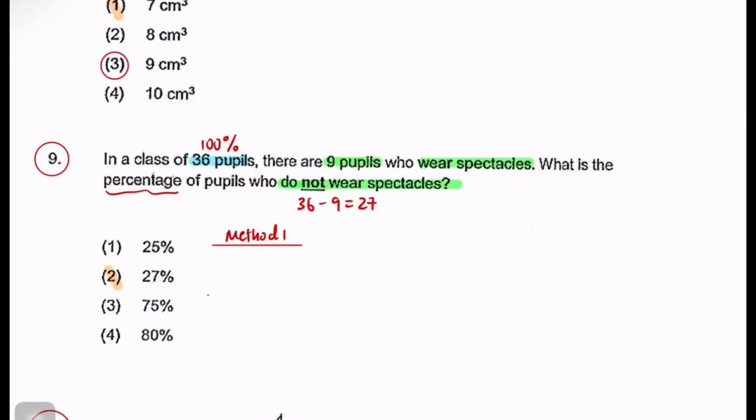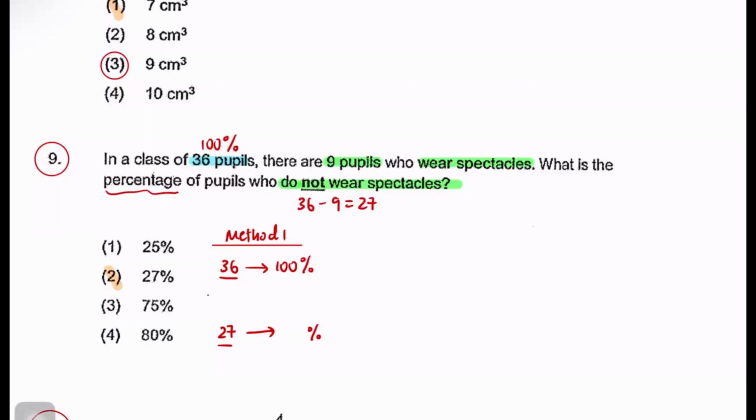Instead of finding 1%, don't find 1%. First, let me still write down 36 pupils is my 100%. I set my goal first. In the end, I need to find 27 pupils in percentage, correct? Set my goal. Somehow, I need to get from 36 to 27. Now, can you think of any common factors that they can both be divided by?